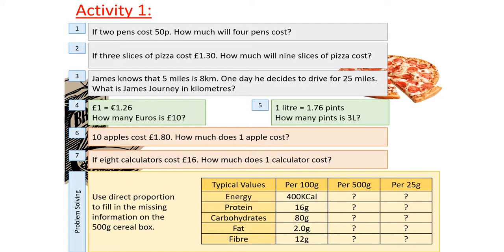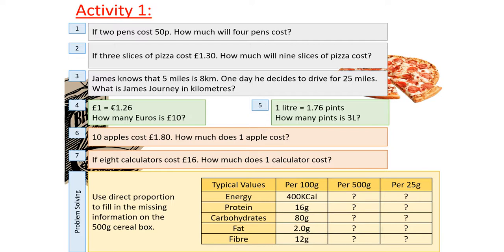So what I'd like you to do now is pause this video and have a go at these 8 questions. Remember to copy them out as you go along, and remember to write out your method so that you know if you went wrong, where you went wrong. Okay, so hopefully you've had a go at those questions.